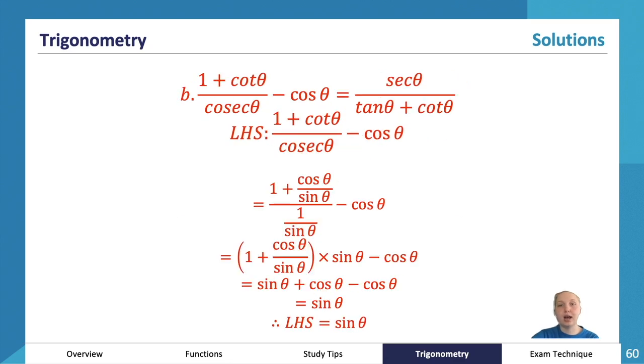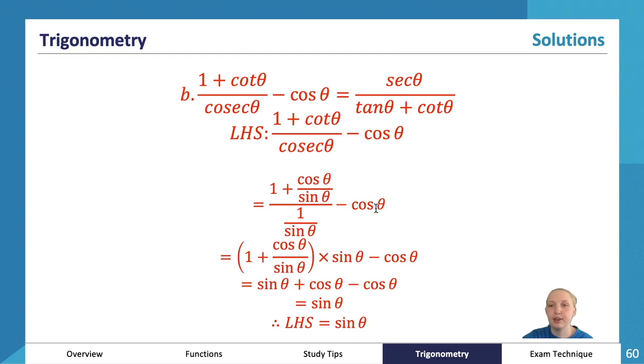And so I'll go through part B as well. So if we've got 1 plus cot theta over cosec theta minus cos theta equals sec theta over tan theta plus cot theta, let's start by looking at the left-hand side. So we've got 1 plus cot theta over cosec theta minus cos theta. Then let's think about the fact that cot can also be written as cos theta over sin theta. Substitute that in and we'll get 1 plus cos theta over sin theta. Then think about cosec can also be written as 1 over sin theta, and then we don't change that cos theta.